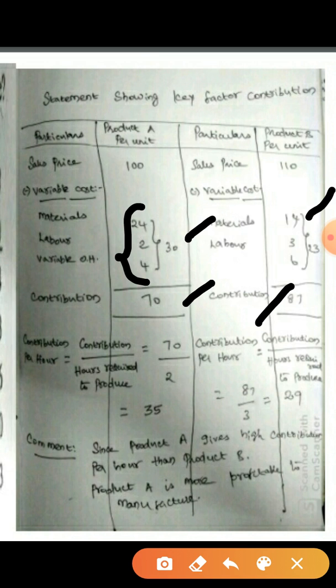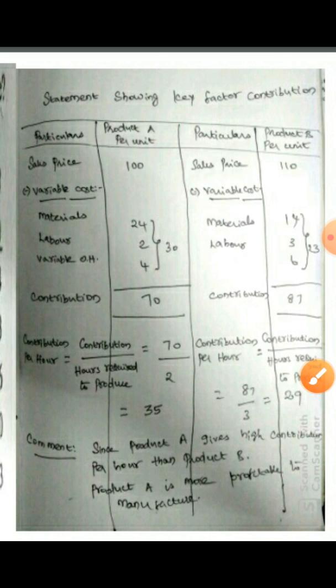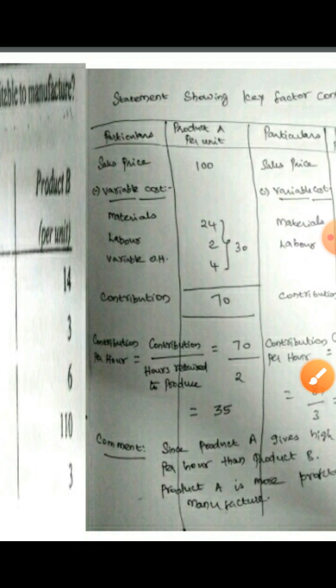After finding out this contribution value, we have not been given any further information like fixed cost or profit or loss value. If you have a look at the question, we have used the sale price, material value, labor value and variable overhead value. All these values have been utilized and we have found out the contribution value from this. After finding out your contribution, we will have to find the contribution per hour.